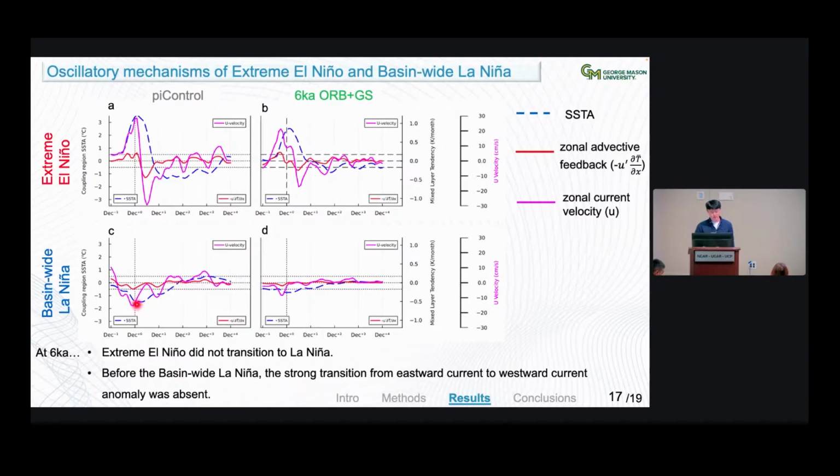Then here I'm showing panels C and D, especially the purple line. Before baseline La Nina, there is a big swing from eastward zonal current to westward zonal current before the peak of baseline La Nina, but that is also gone during 6Ka. Therefore, we cannot see the strong transition from eastward to westward zonal current anomalies before baseline La Nina. This directly affected the weakening of the zonal advective feedback, as shown in this red line.